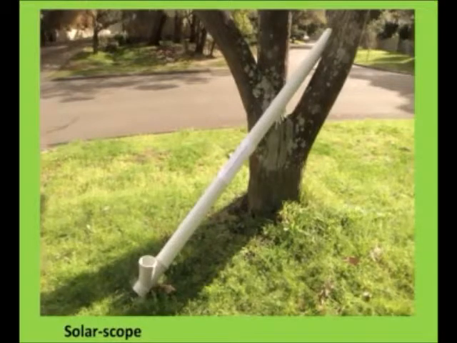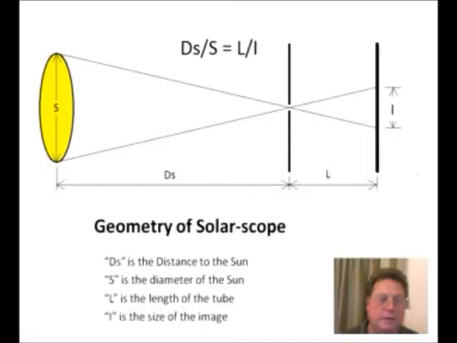Light enters the tube through the hole in one end of the cap and the image is formed on the other. The Y junction functions as a viewing port. Let's now have a look at the geometry of the solar scope. ds is the distance from the pinhole of the solar scope to the Sun. S is the diameter of the Sun. L is the length of the solar scope tube. And I is the size of the upside down image on the end cap of the solar scope.